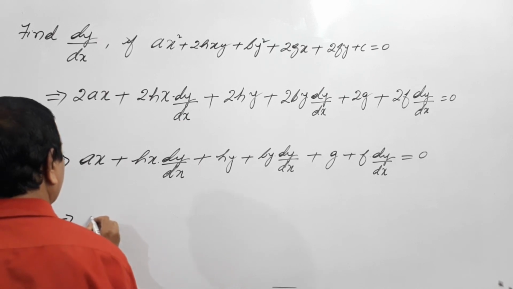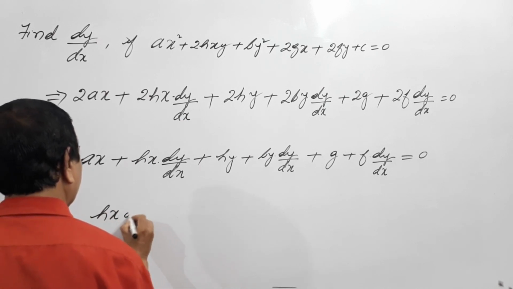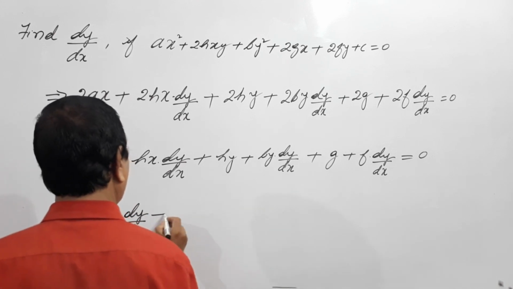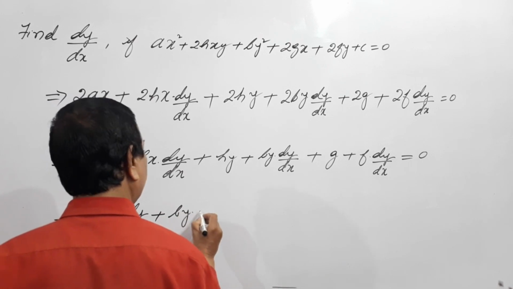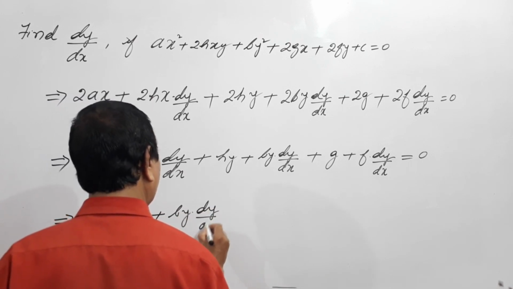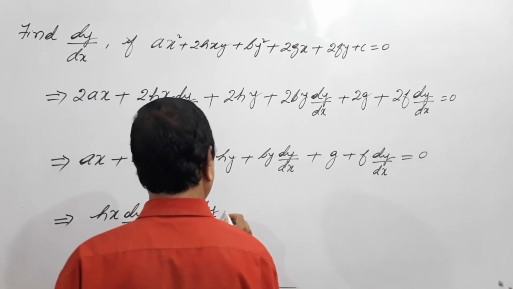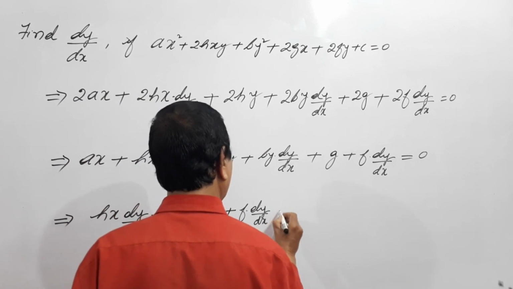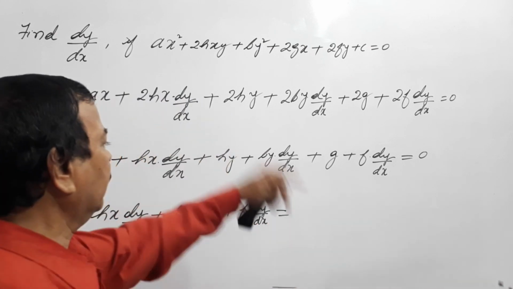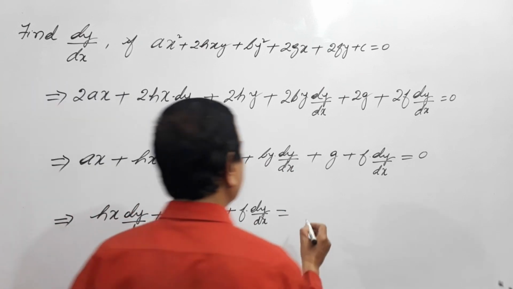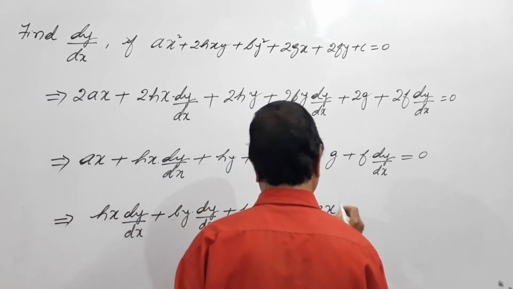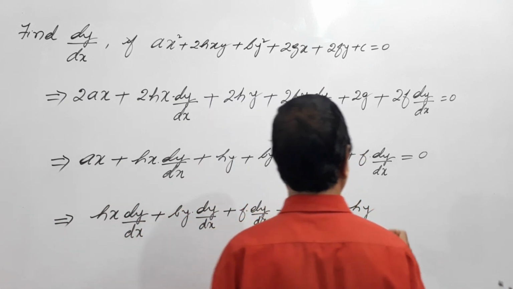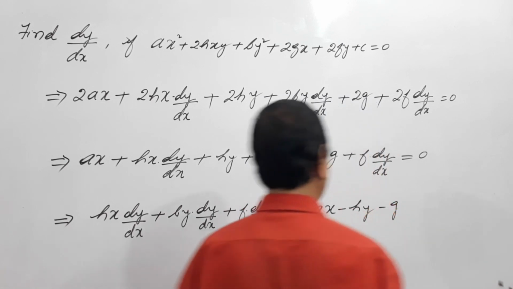This becomes hx dy by dx we have here plus by dy by dx we have here plus f into dy by dx. I'll send all this to the left hand side. So this becomes minus ax minus hy minus g.